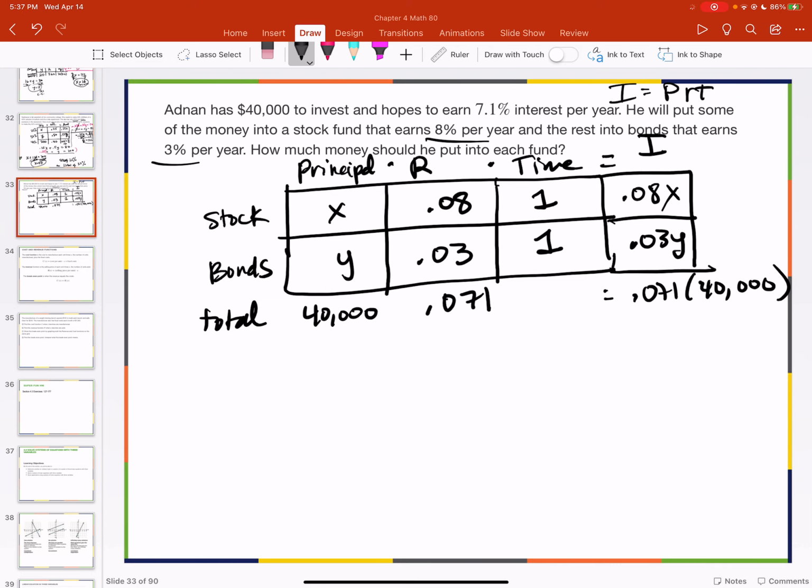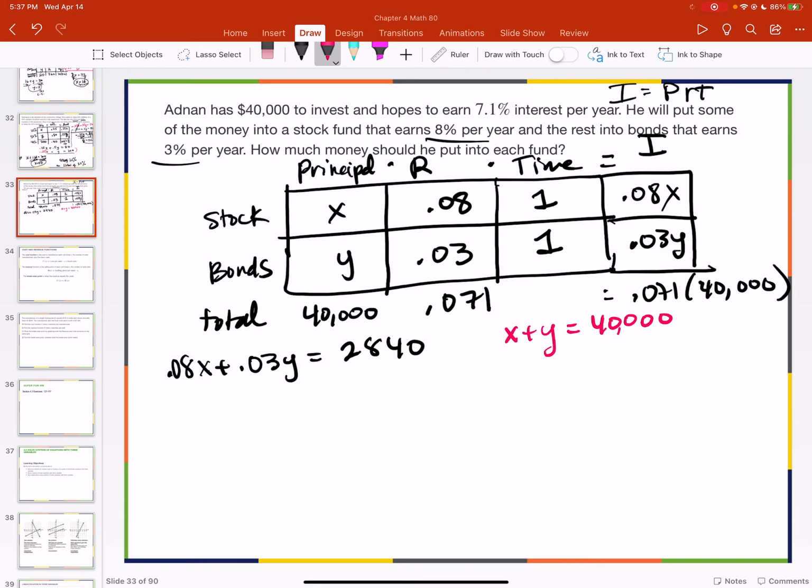Okay, so we have our first equation: 0.08x plus 0.03y is equal to 0.071 times 40,000. So what is that? That's 2,840. Okay, and then the other equation is x plus y equals 40,000. So you see where we're going with this?